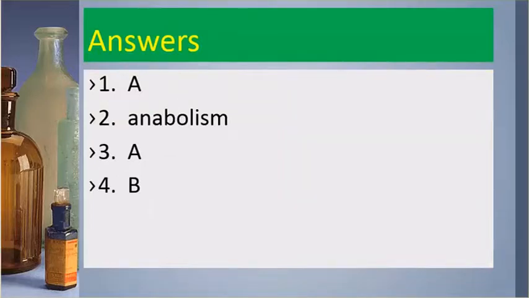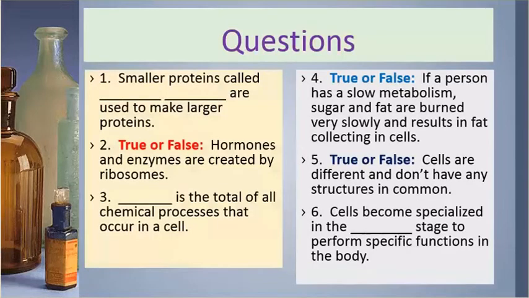Number 1 was A, number 2 is anabolism, number 3 is A, number 4 is B. Number 1, smaller proteins called blank blank are used to make larger proteins. Number 2, true or false? Hormones and enzymes are created by ribosomes.